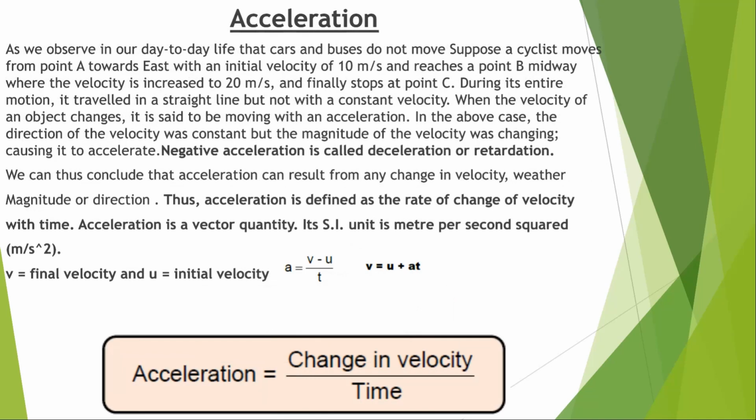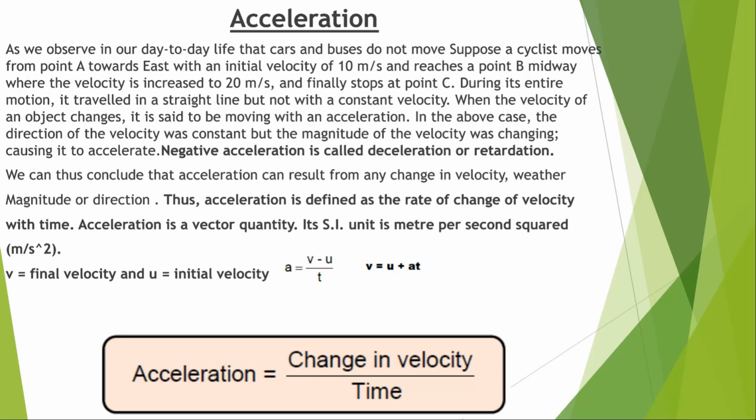So now we see that in our day-to-day life, our everyday phenomena, cars and buses don't go at the same speed. Like we have bumps, we have people, we have speed breakers, etc. that come in the road. So the cars, buses, etc. have to slow down. So that means that they do not move with a constant speed.